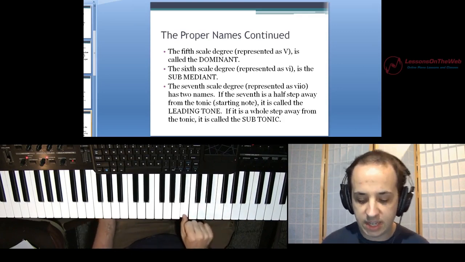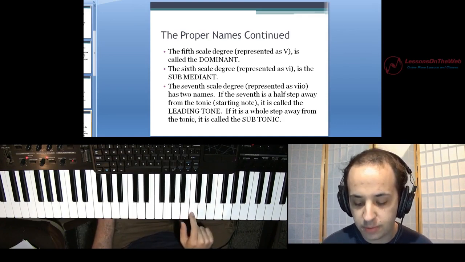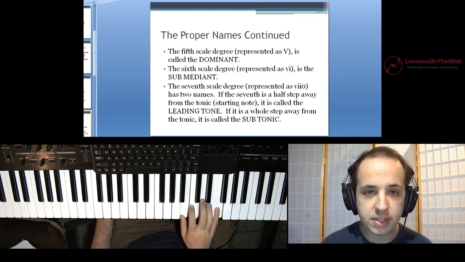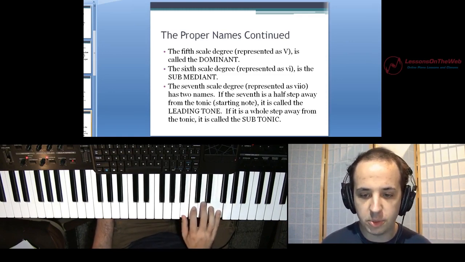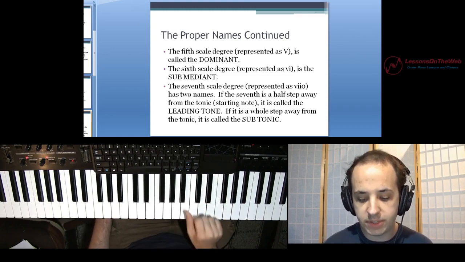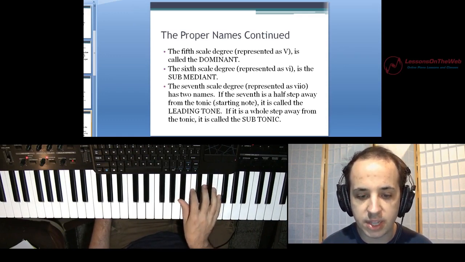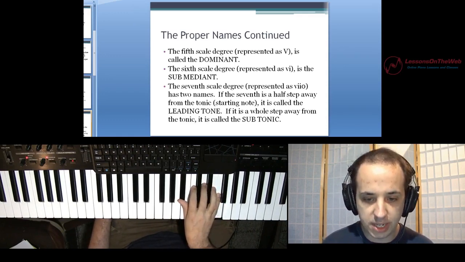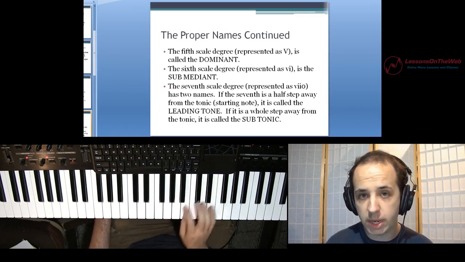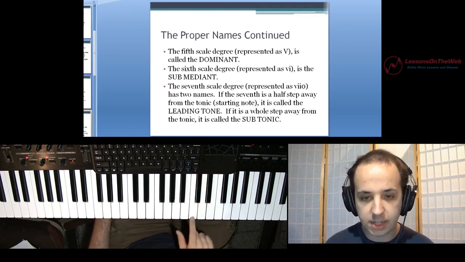And then you have the 7th scale degree, which really has 2 names. If you're in a major scale, it's the leading tone, which is a half step away from the tonic, which is the note you start on. By the way, that's going to be diminished most of the time if you build a triad on it. And it's called the leading tone, like I just said. But if it's a flat 7, which is common in minor scales and things like that, it's called a subtonic. So leading tone if it's a half step away, subtonic if it's a whole step away from the tonic.